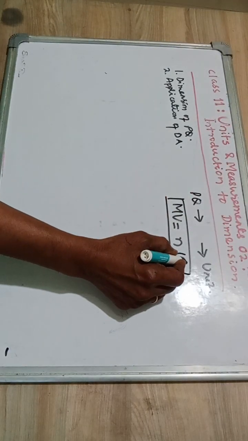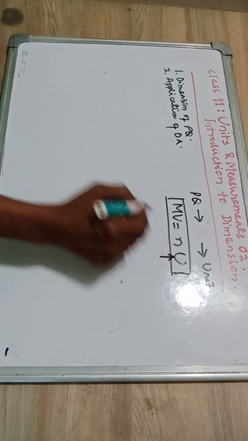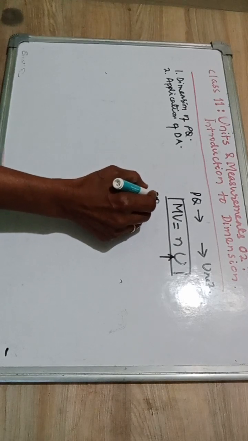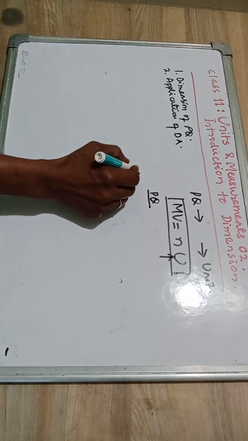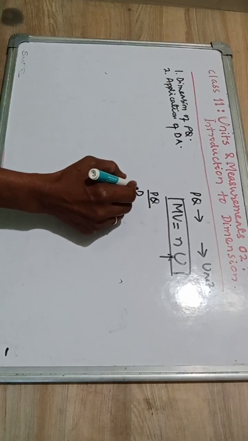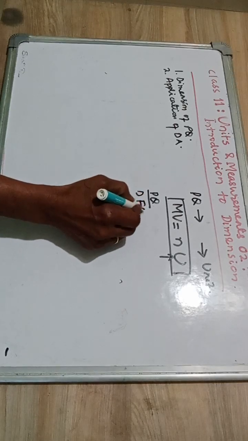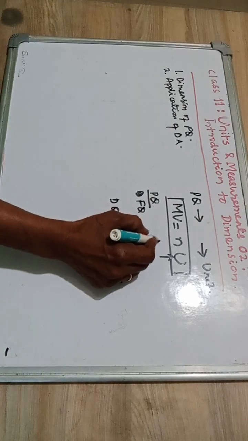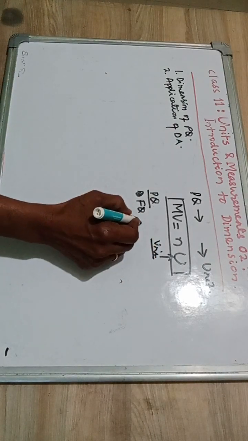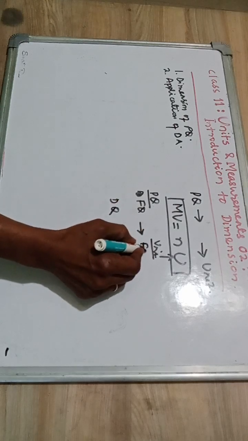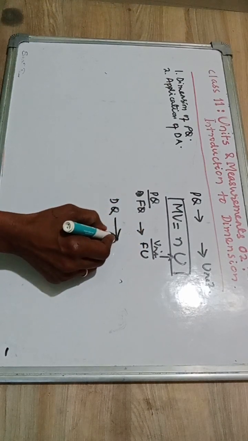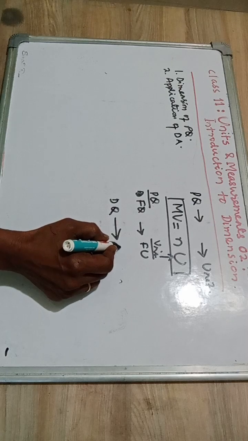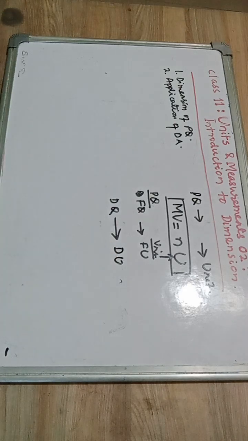A unit was specified to each physical quantity. Physical quantities are certain fundamental quantities and other derived quantities. Units of these fundamental quantities were fundamental units, and derived quantities have units. Units of derived quantities are derived units.